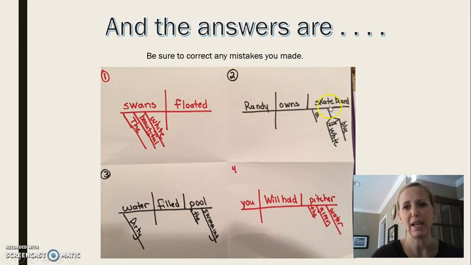Notice here, Randy owns A, and see how on the diagonal you still do the blue and white, just like you would if it was a compound subject or a compound predicate. So make sure your answers are right, and we're going to copy them in your notebooks tomorrow.